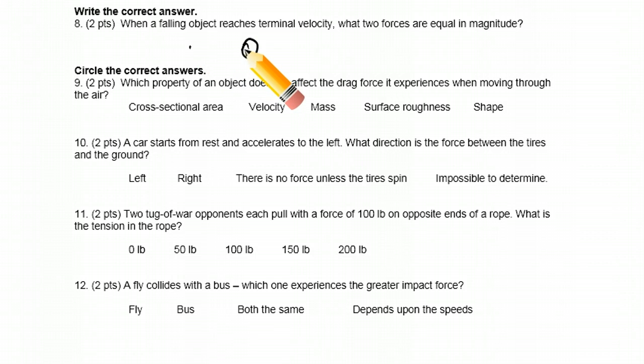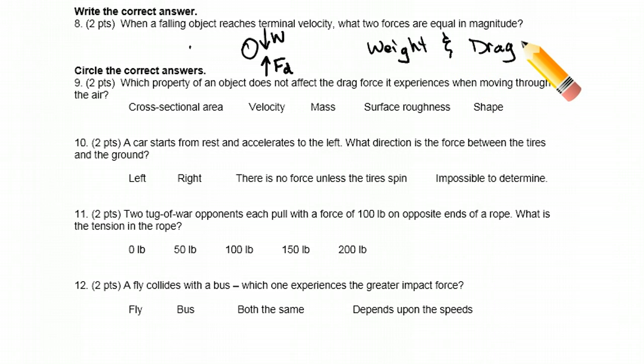So what we were looking for here is the fact that the weight of the object and the force of drag were equal. So we were looking for something like weight and drag force for terminal velocity. No more acceleration.